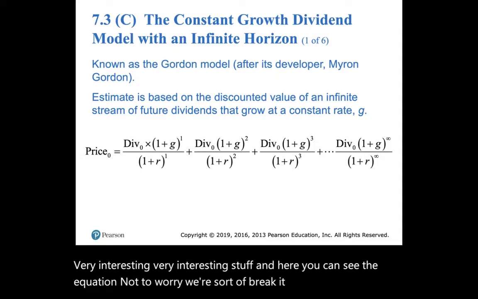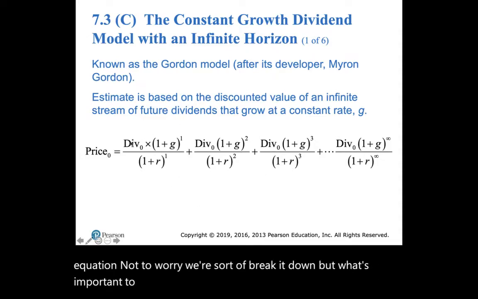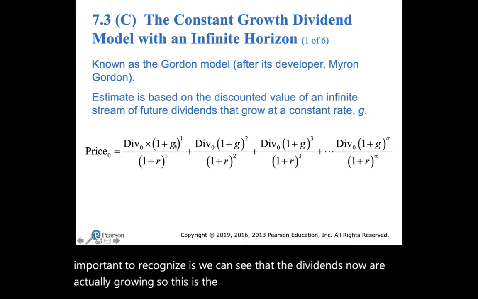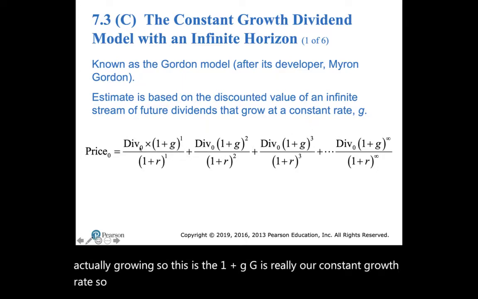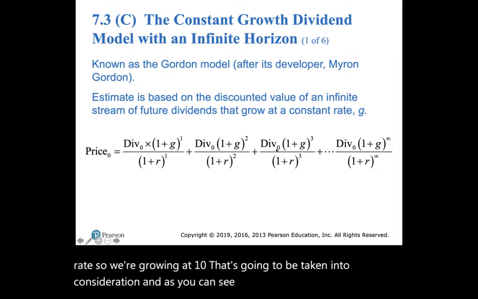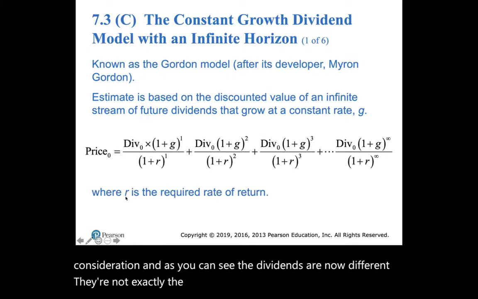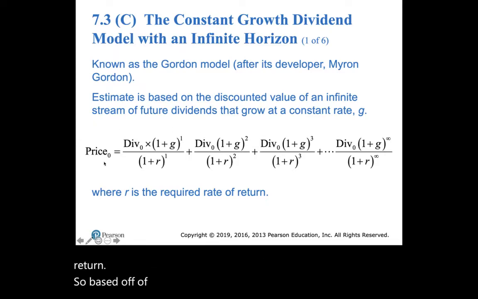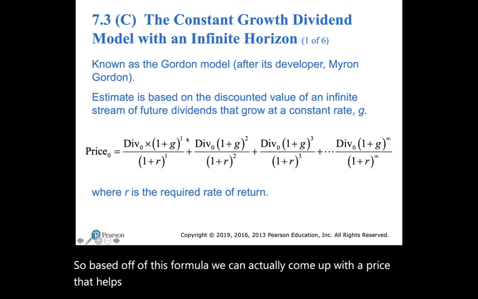But what's important to recognize is that the dividends now are actually growing. So this is the 1 plus g. g is our constant growth rate. So if we're growing at 10%, that's going to be taken into consideration. And as you can see, the dividends are now different. They're not exactly the same. r is still going to be our required rate of return.